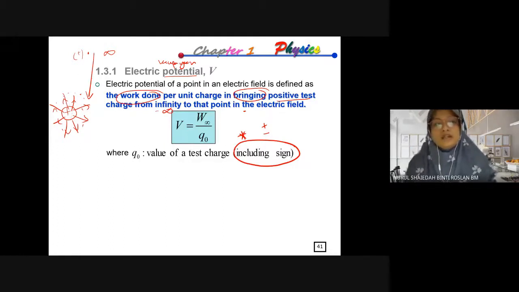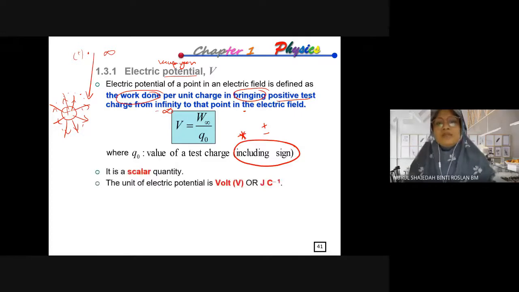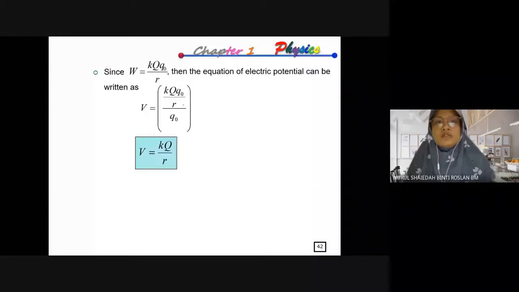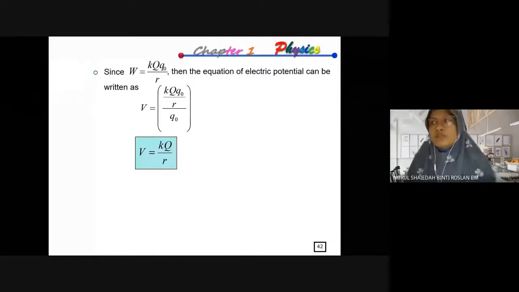Okay, it's a scalar quantity and the unit of potential is what? JC negative 1. Kenapa JC negative 1? Because the unit for work is joule. The unit for Q is what? Charge. Charge adalah coulomb, C lah. So it becomes JC negative 1. Okay, so since W equals KQQ over R, you substitute KQQ over R, Q naught cancels. So that's why we get this formula, V equals KQ over R.